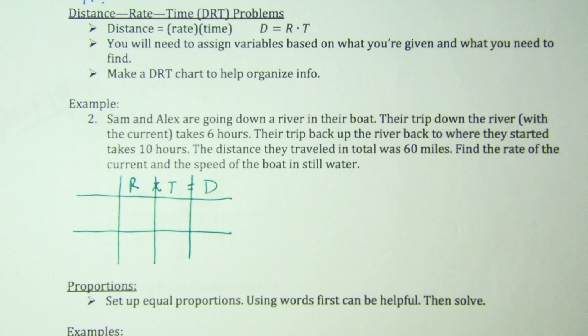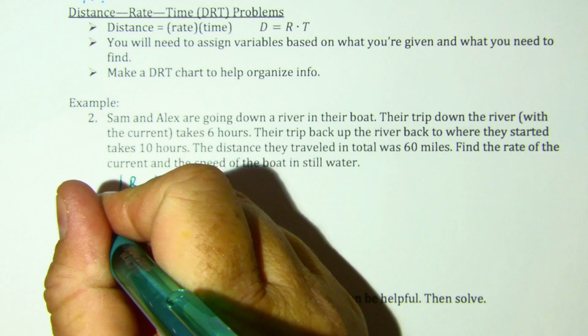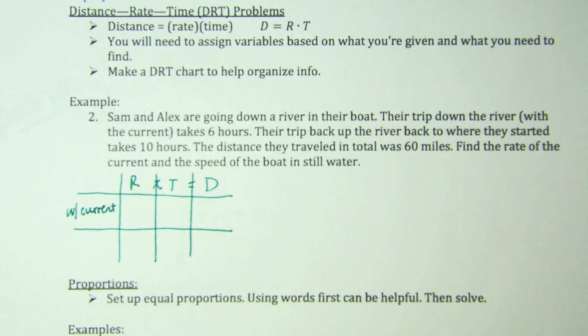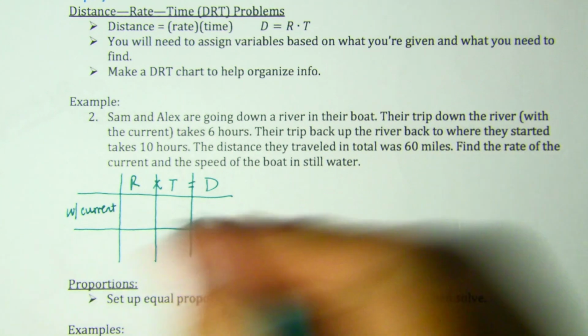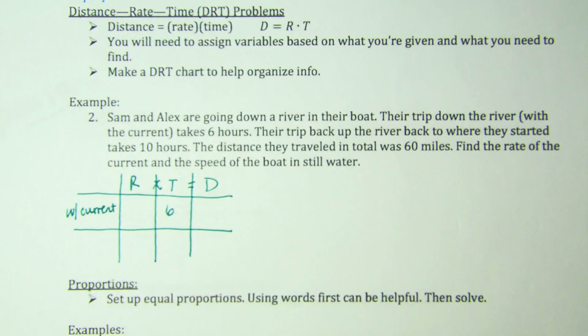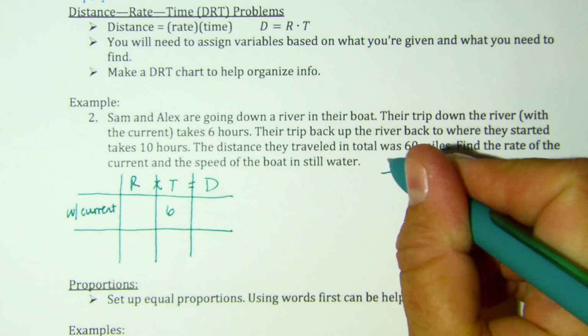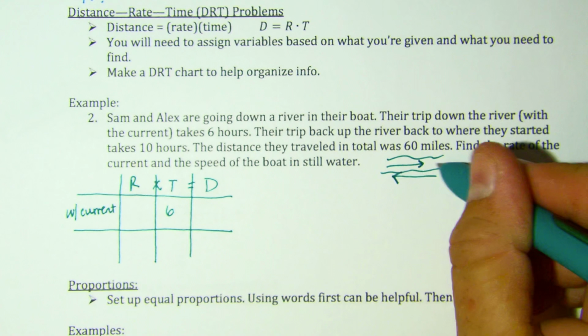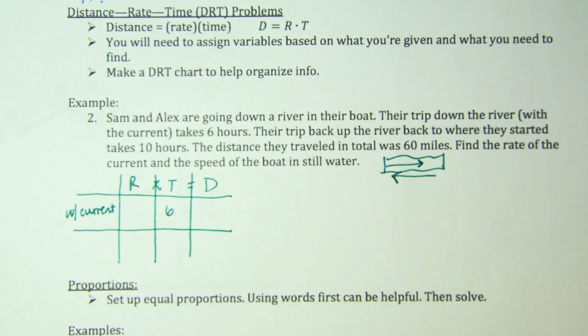So it says Sam and Alex are going down a river in their boat. Their trip downriver, meaning with the current, so we have a trip with the current. If you've ever been in a river, you know going with the current is a lot easier than going against the current. Takes 6 hours. Their trip back up the river to where they started, so that means they're going the same distance. If they have a river here and they're going down the river and then back up to where they started, that's the same distance there and back.